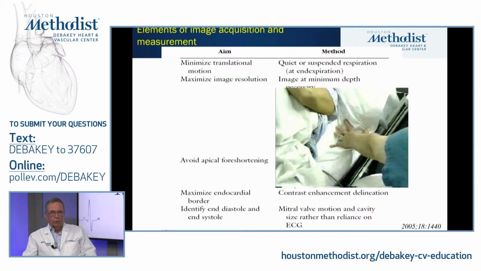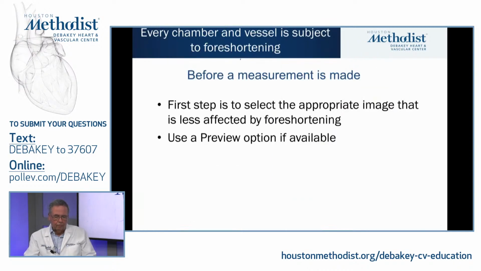Because of the importance of placing the transducer at the apex, all echo labs nowadays have the examining table cut out with an area where the transducer can be moved further down to find the real apex of the left ventricle. When you do portables in the ICUs, this may not be available, and that's one of the challenges we have with portable studies. Before any measurement is made, the first step is to select the appropriate image for making that measurement.